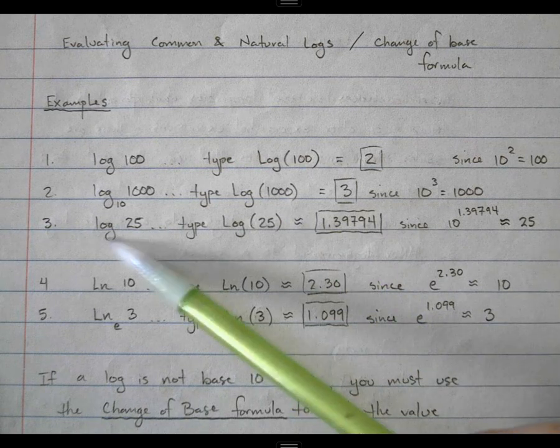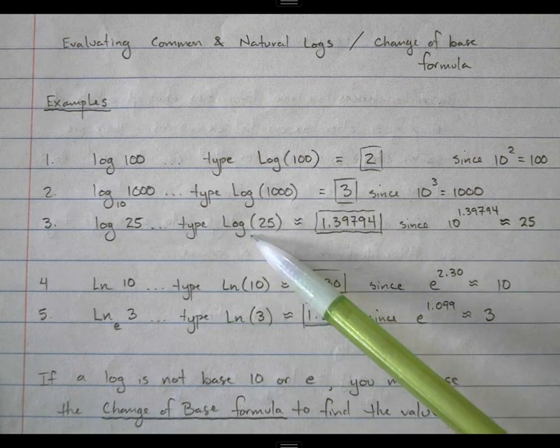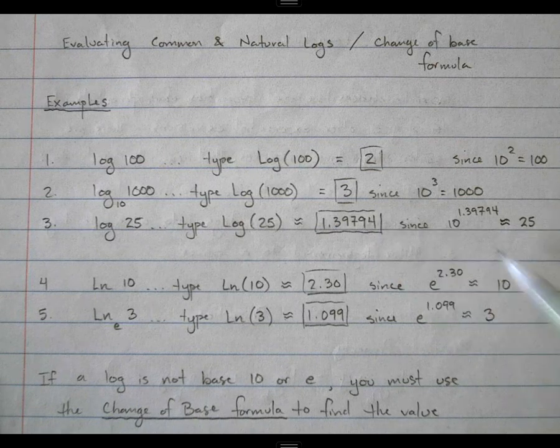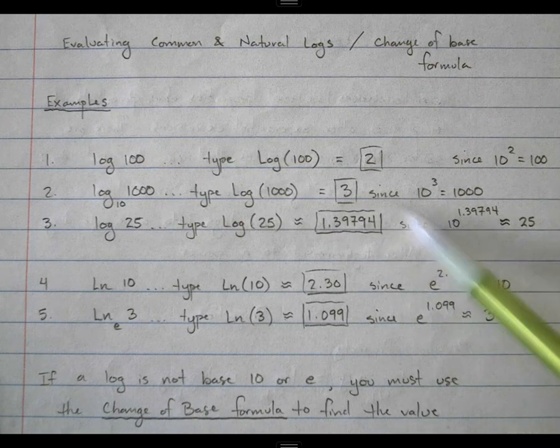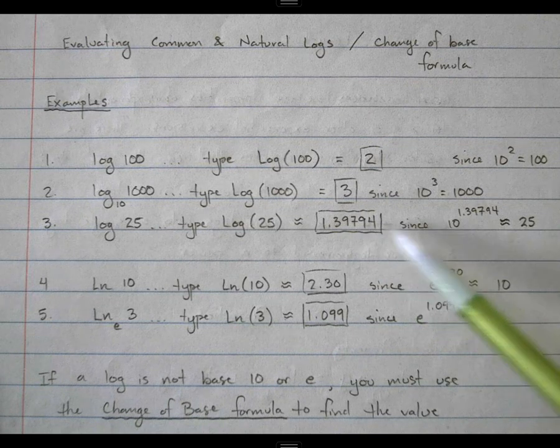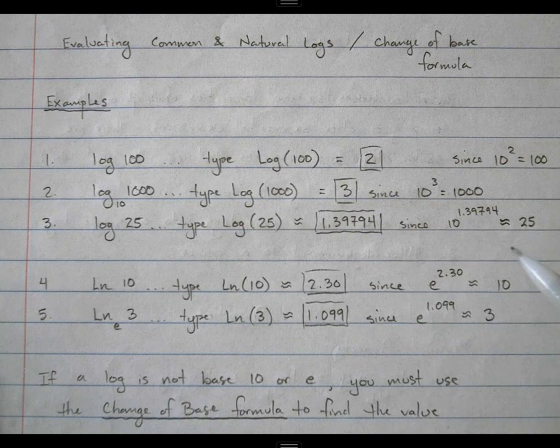If you want to know the log of 25, you simply type that into the calculator. And then it's going to be approximately 1.39, and so on, since 10 to this approximate power would equal 25. Now I put the approximate symbol because you'd have to let the digits continue out infinitely to get exactly 25.